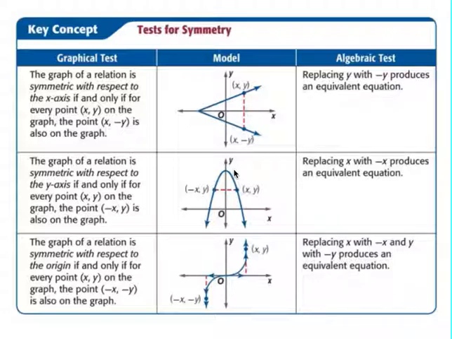Y-axis symmetry, on the other hand, means that the mirror image is on the y-axis, so it's kind of flipped on the y. If you look here, here's an example of a graph that has y-axis symmetry. How we find that algebraically is we replace x with negative x.